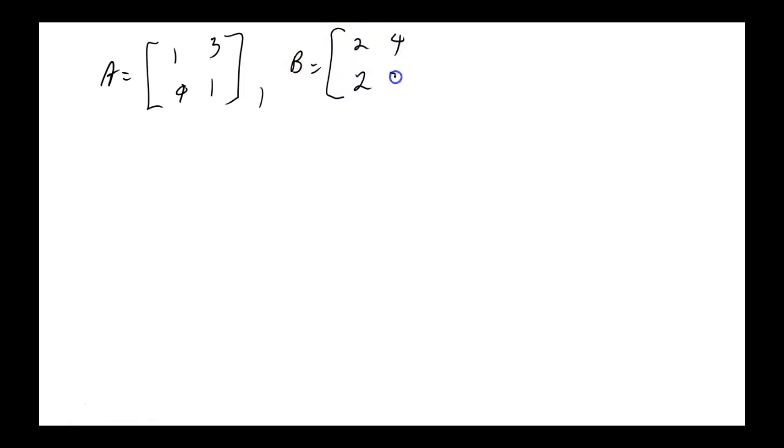So let's do it. Here's matrix A, 1, 3, 0, 1. Here's matrix B, 2, 4, 2, 3. Here's matrix C, 1, negative 2, negative 1, 2. Did I copy them right? I think so.